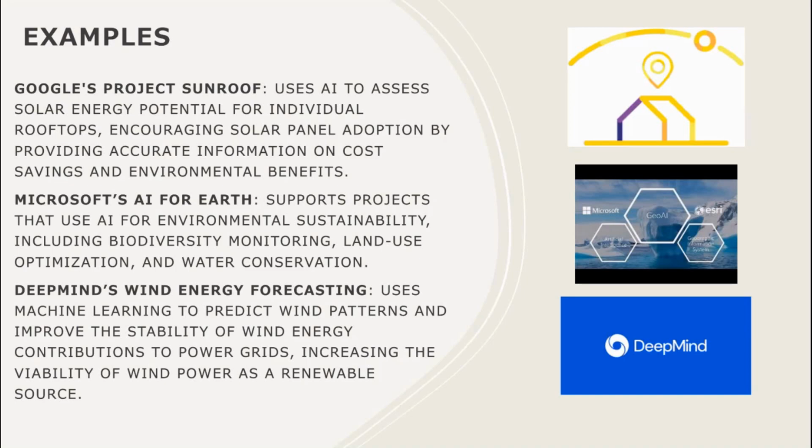Some of the examples again are about Google's Project Sunroof, or Microsoft AI for Earth, and DeepMind's wind energy forecasting. DeepMind is also owned by Google, by the way, and Sunroof is also owned by Google, and this is Microsoft's. What they're providing is systems that can help to process vast amounts of data to help us tackle problems with climate change, support governments to create infrastructure that will help people avoiding the worst effects of storms and floods and forest fires and that sort of thing.